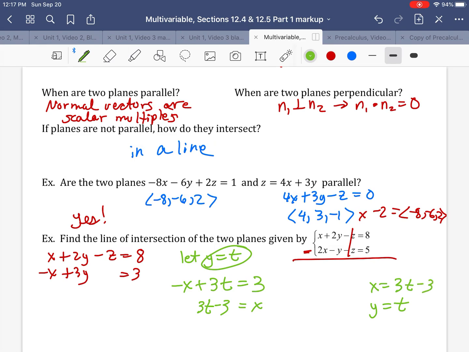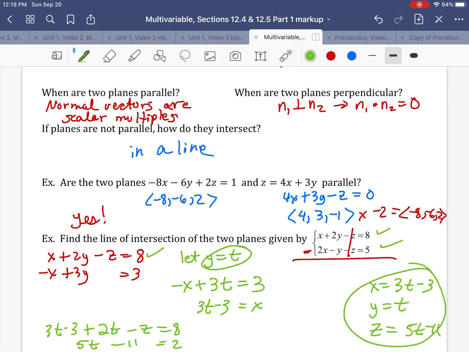And then for the third one, I can pick any of these two original problems. I think I'll just use the top one here, and I'll plug these things back into it. So I have x, so I put 3t minus 3 plus 2. Now y is now t minus z equals 8. Well, let's move that z over and bring the 8 back. So I have 3t, so I have 5t. I have a minus 3 and a minus 8 coming over, so minus 11. So there's my third equation, 5t minus 11. And there is my parametric equation of the line of intersection of these two planes.